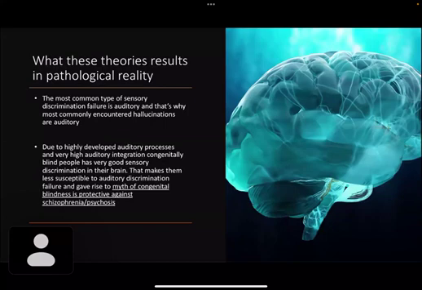That is why the most common type of sensory discrimination failure is auditory failure. And that is why the most commonly encountered hallucinations are auditory. Due to highly developed auditory processes and very high auditory integration, congenitally blind people have very good sensory discrimination in their brain. That makes them less susceptible to auditory discrimination failure and gave rise to the prevailing myth of congenital blindness being protective against psychosis.